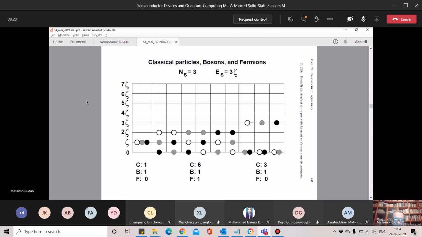But the calculation can be done smoothly and provides a result. And the result is the so-called statistical distribution of the electrons in a system at equilibrium. Okay? This statistical distribution provides the probability that in a system of electrons, one electron has an energy equal to some value. Okay? We shall see the expression immediately.